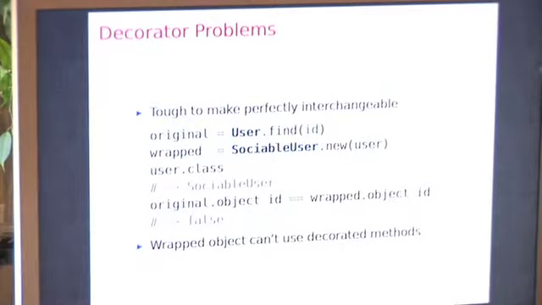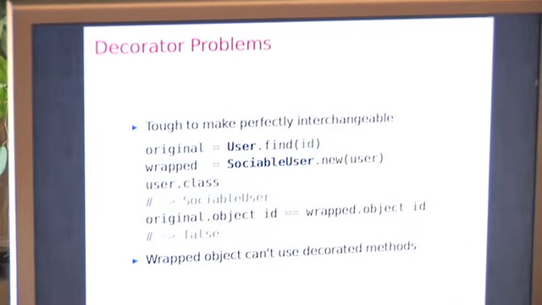Ideally, the ideal of a decorator is that it's substitutable. You can use that wrapped object anywhere that the original object was used. So it doesn't constrain the API of the original object. You can use the built-in methods of the original object just as it was, but then it also adds on some new things. Problems with it: that interchangeability doesn't always work out as well as you might hope.